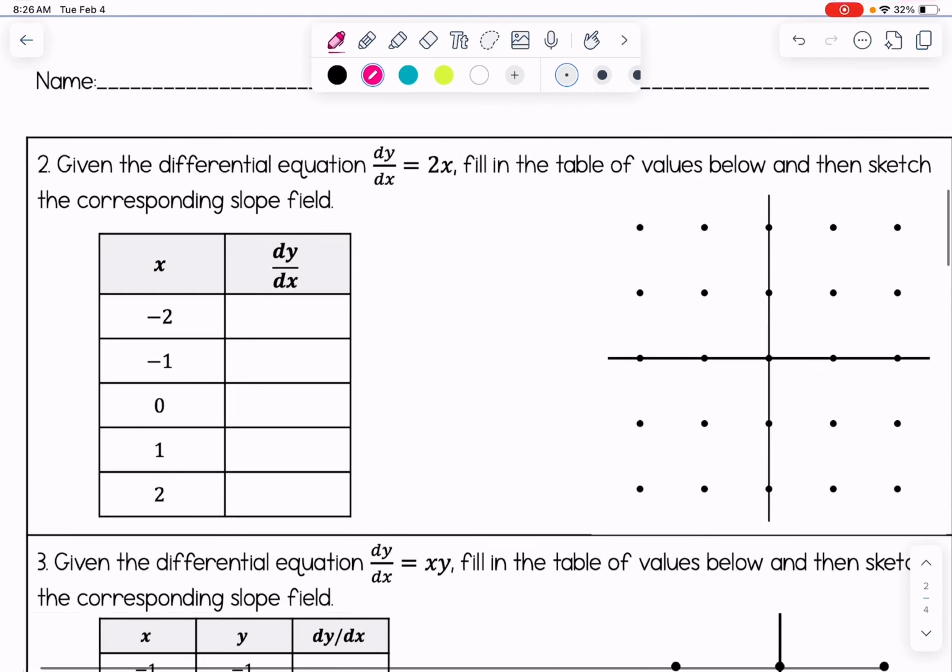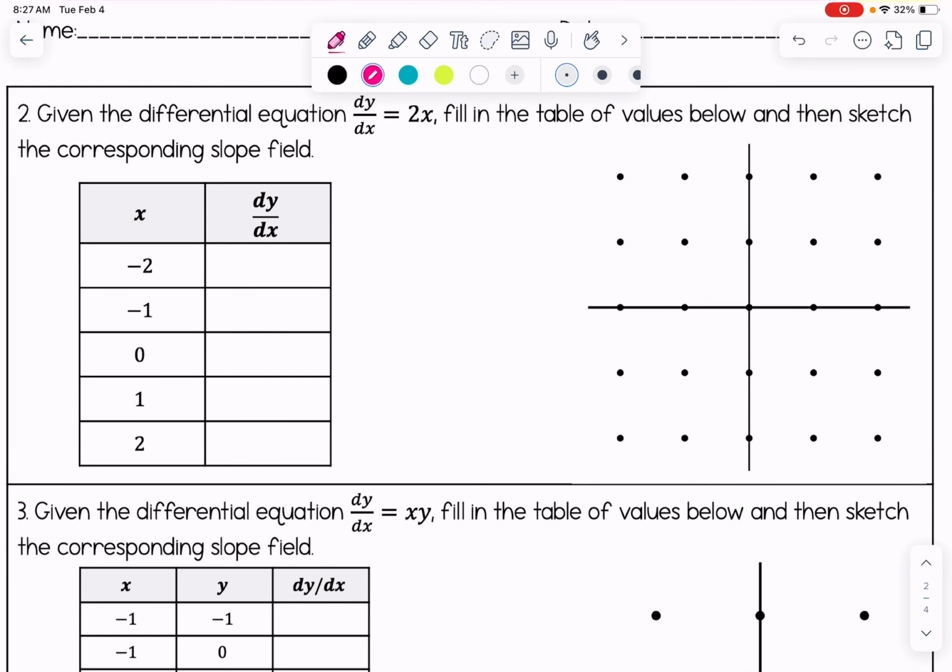All right, let's take a look at number 2. We're going to do the same thing. Given the differential equation dy/dx equals 2x, fill in the table of values below. Okay, so I can quickly fill this in to give me -4, -2, 0, 2, and 4.